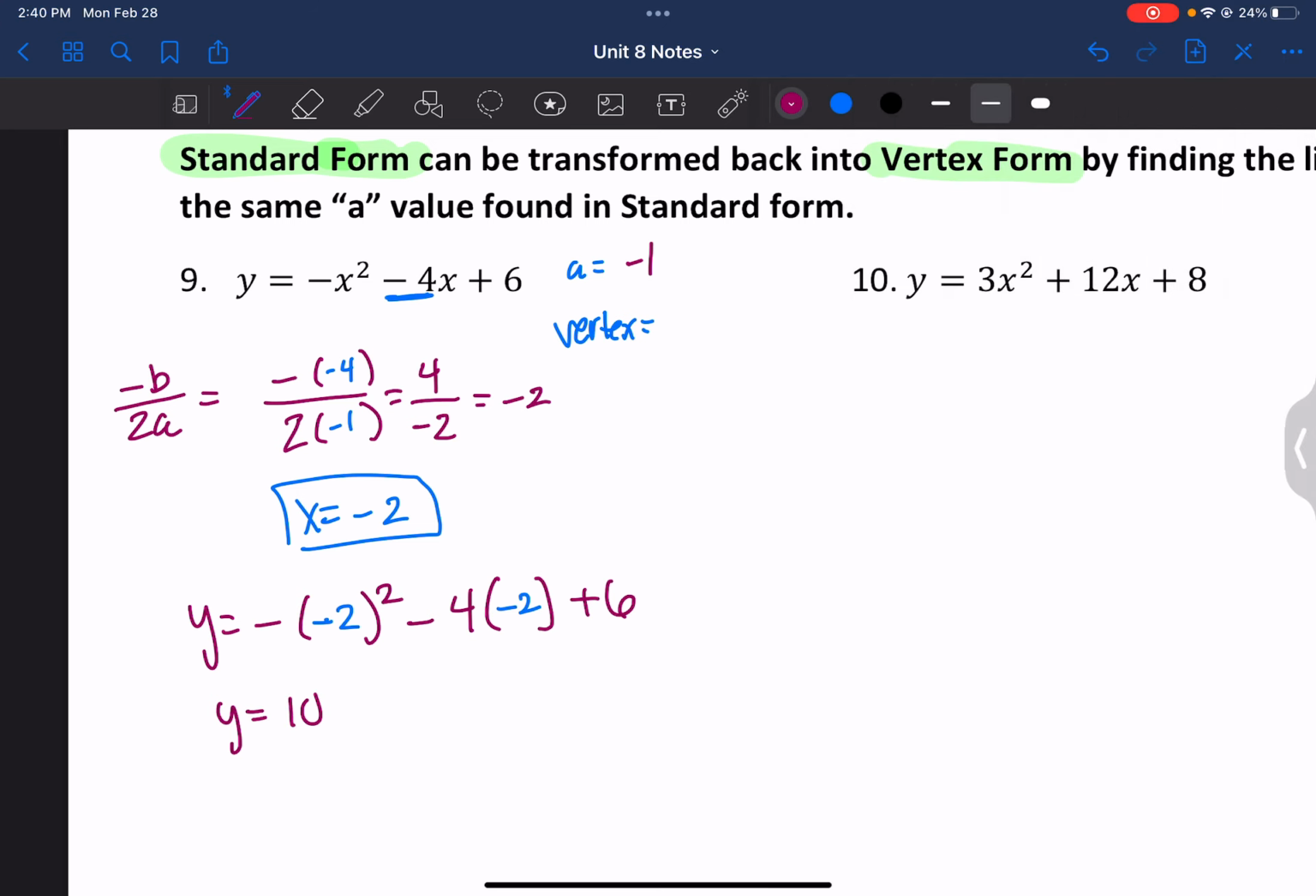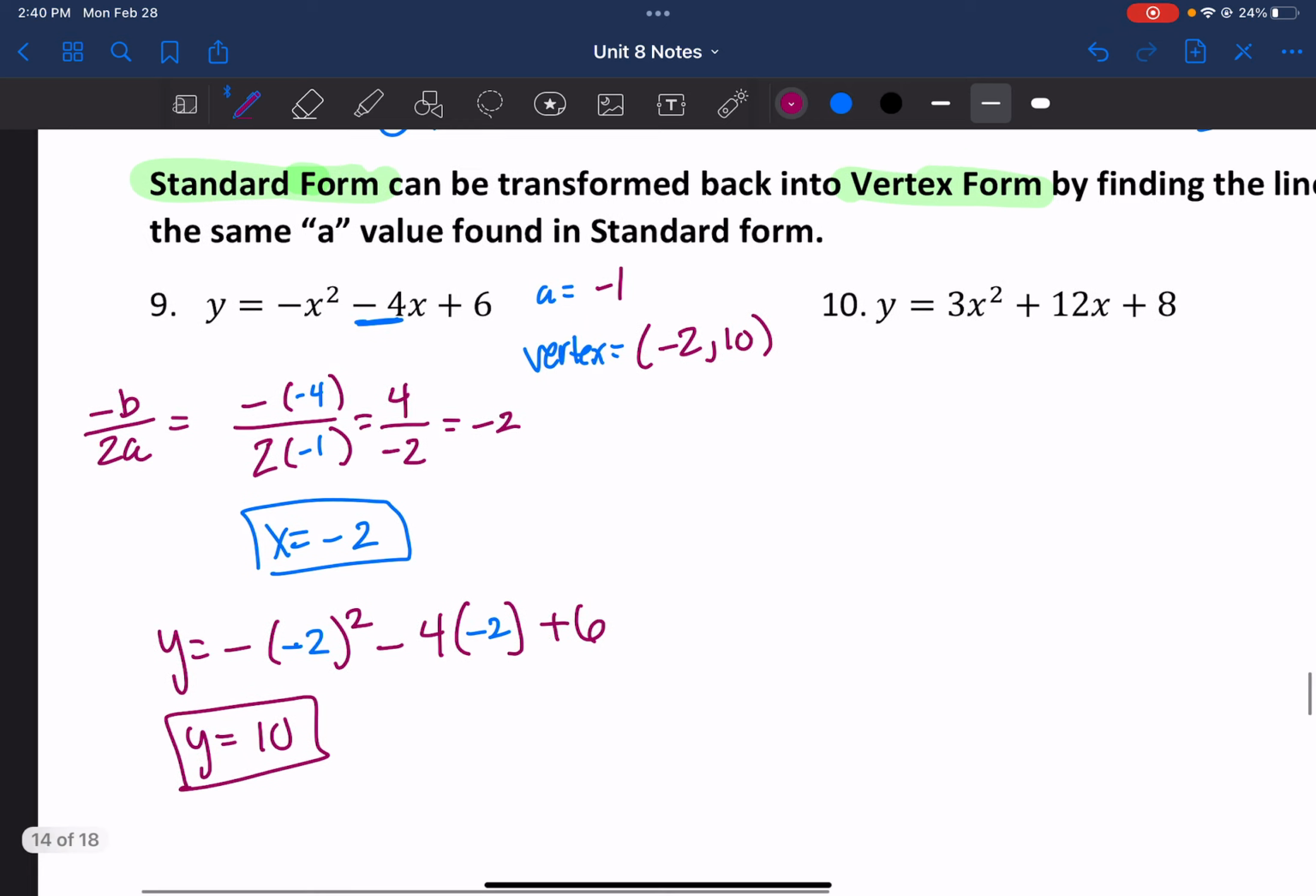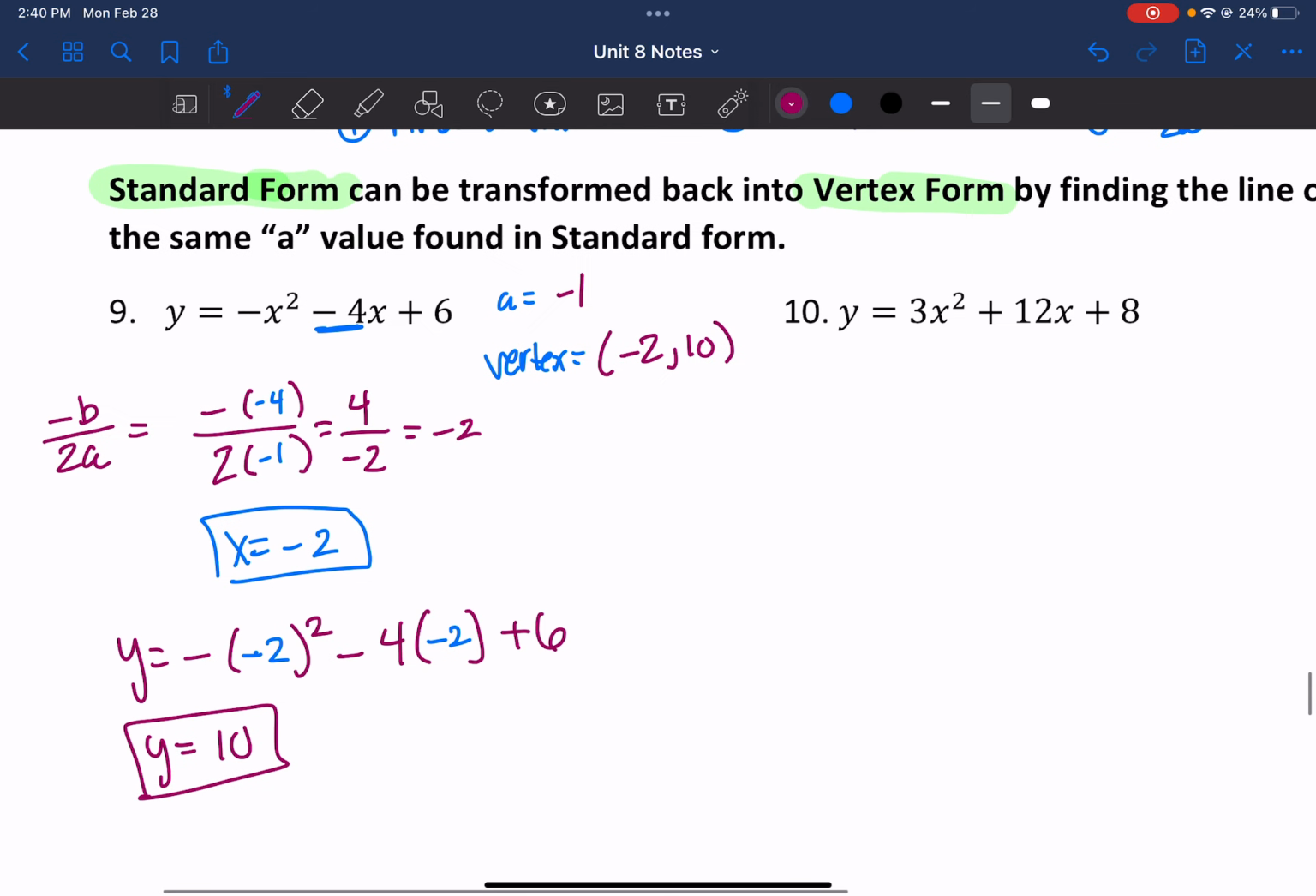Don't need you anymore. So now I have all the information, right? I have my x and my y value. So my vertex now is -2, comma 10. All right, let's put it in vertex form. Oh, how do we do that if we don't know what it is? Vertex form is this. y equals a parentheses x minus h squared plus k. All right, let's do it.